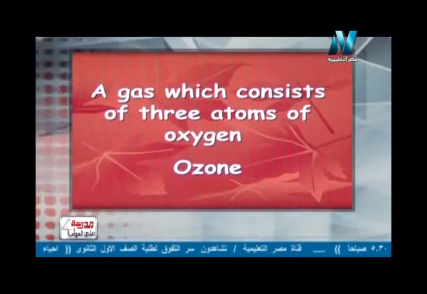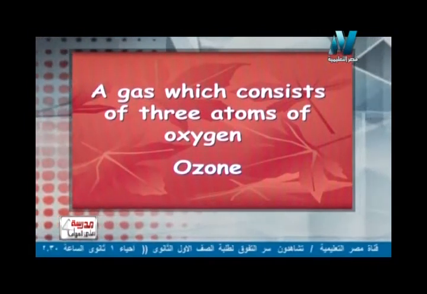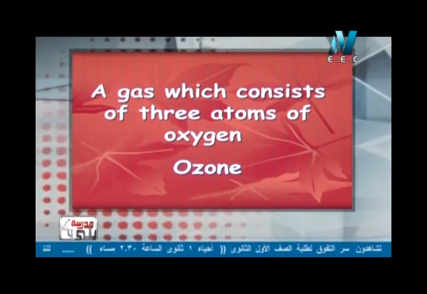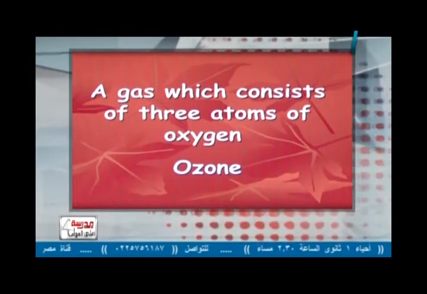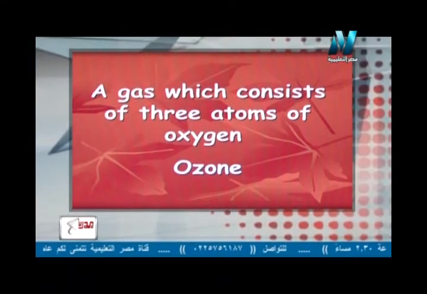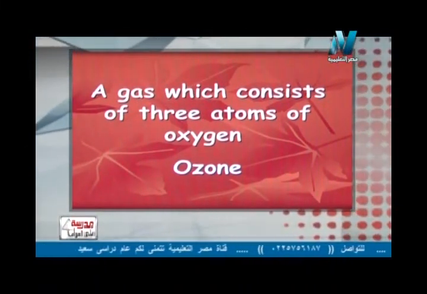Okay, the question says that a gas which consists of 3 atoms of oxygen, it will be ozone gas, and we know that the ozone layer protects the earth from harmful ultraviolet radiation. بتحمي الأشعة الضارة اللي بنسميها الأشعة الفوق بنفسجية.